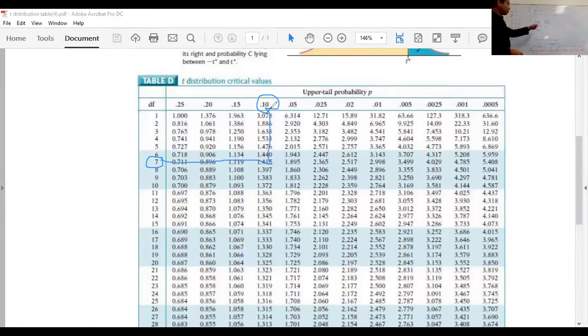Since it is a two-tailed test, the p-value will be 2 times the probability value 0.10. That is 0.20.